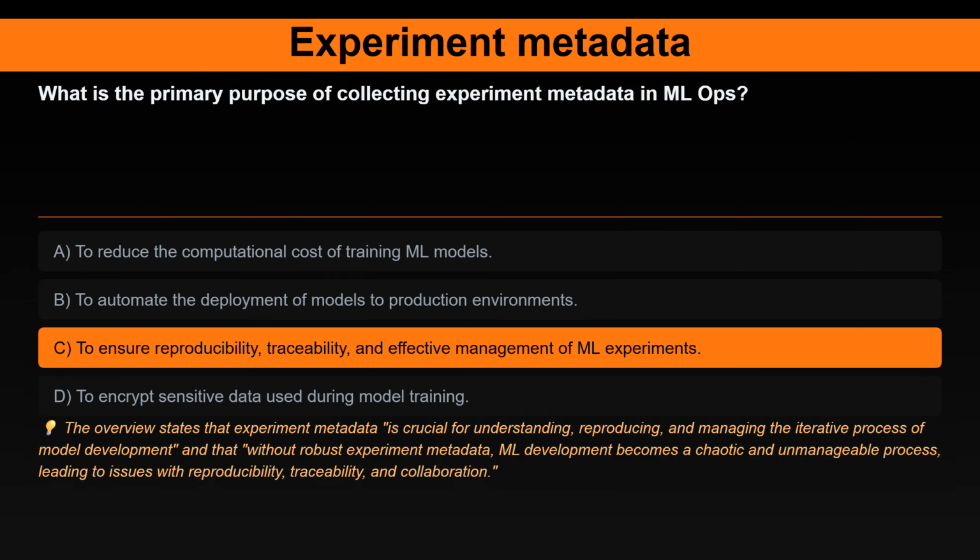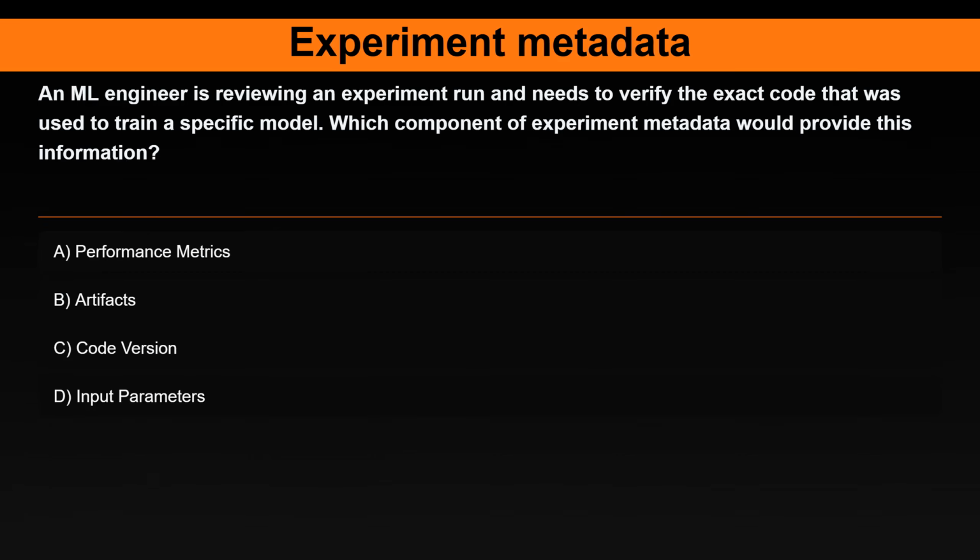The correct answer is to ensure reproducibility, traceability, and effective management of ML experiments. Here's the explanation. The overview states that experiment metadata is crucial for understanding, reproducing, and managing the iterative process of model development, and that without robust experiment metadata, ML development becomes a chaotic and unmanageable process, leading to issues with reproducibility, traceability, and collaboration.